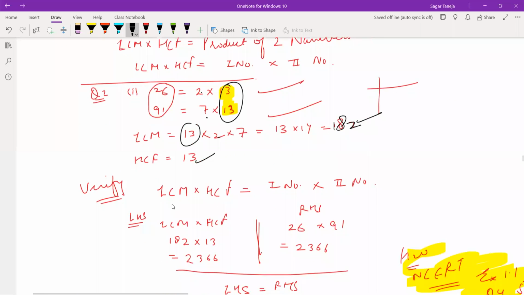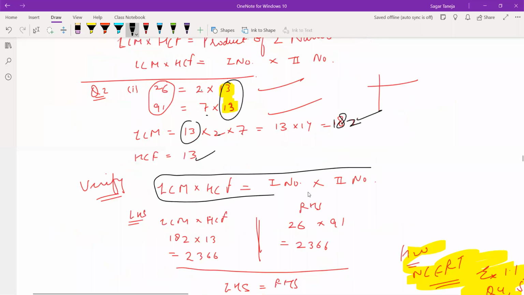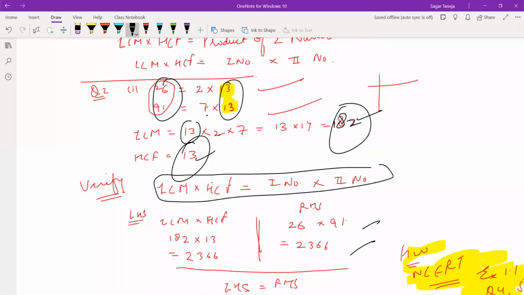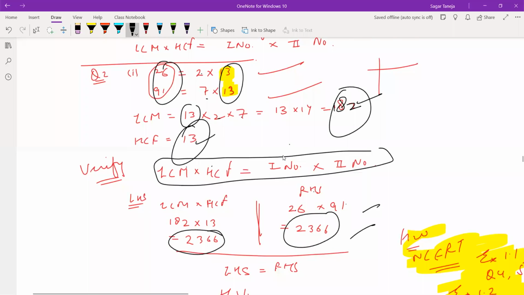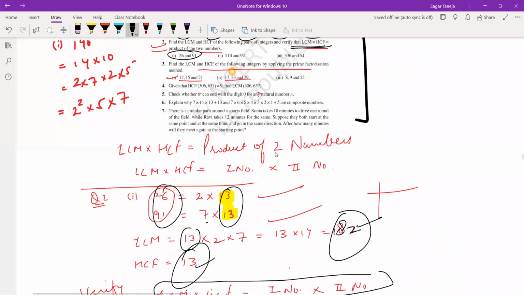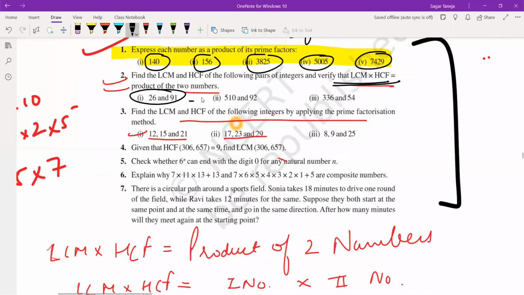Okay, and we have to verify also. So LCM into HCF is equal to the product of the two numbers. So multiply LCM and HCF this side and multiply the two numbers this side. The two numbers are 26 and 91, and LCM and HCF are 182 and 13. Now these should be equal. If these are equal, it means it is verified, the solution is correct. Is it clear? This way you can verify. So the second question is only based on this. Then we also have to find LCM and HCF again in the third question. So do these questions on your own. If you have any doubt related to LCM and HCF, then you can ask right now, because this is revision time.